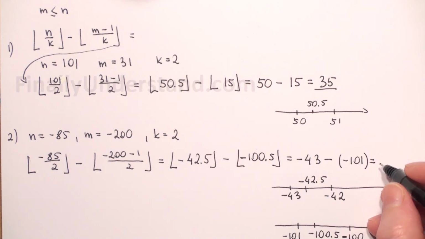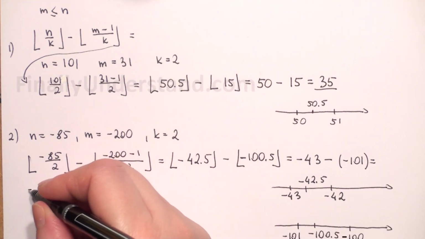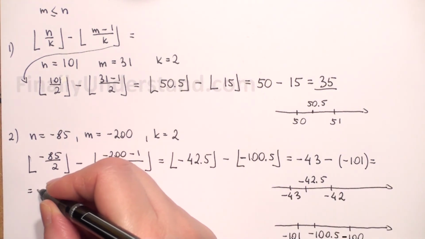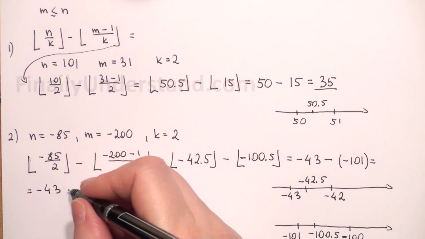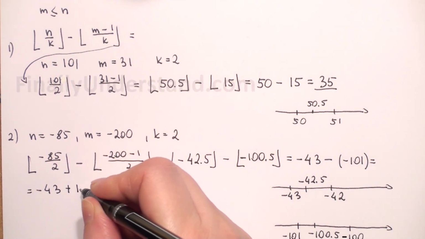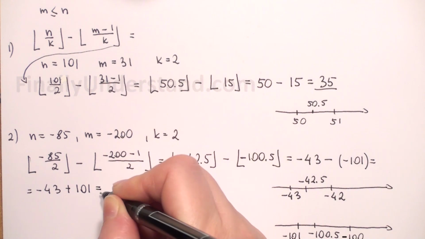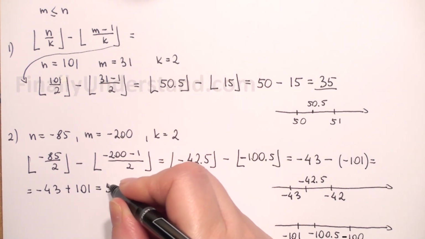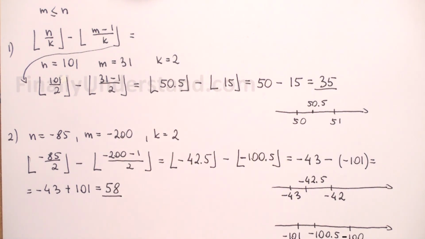So this is equal to negative 43, and negative and negative give me positive, so plus 101. So this is equal to 58. This is my solution.